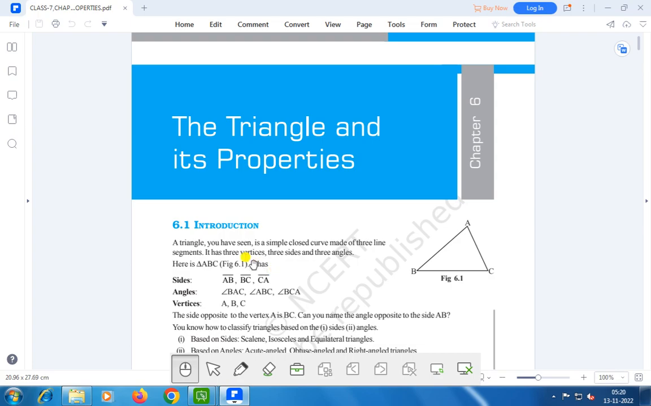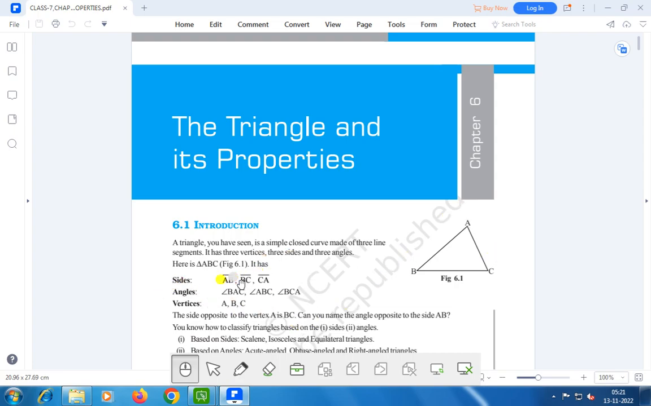Here you see the introduction of a triangle and its properties. A triangle you have seen is a simple closed curve made of three line segments. It has three vertices A, B and C, three sides AB, BC, CA and three angles, angle ABC, angle BCA and angle CAB. These are the different parts.